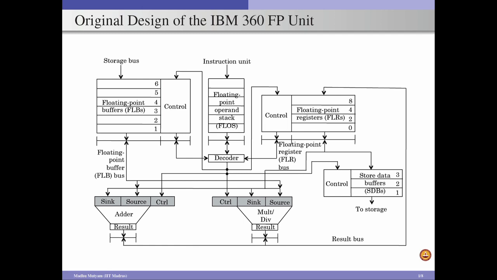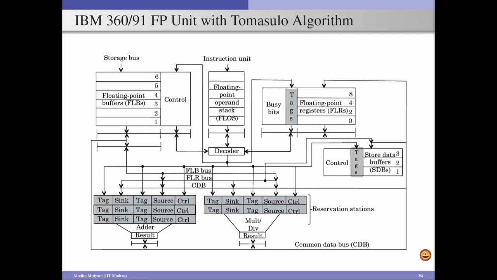In order to improve the throughput of this floating point unit, Tomasulo suggested a set of changes to this basic design, and these changes are represented in this design. The first change he made to the basic floating point unit is considering multiple buffers with each functional unit. Here he considered 3 buffers for the adder unit and 2 buffers for the multiply unit, and each of these buffers works like a virtual functional unit, and he named these buffers reservation stations.